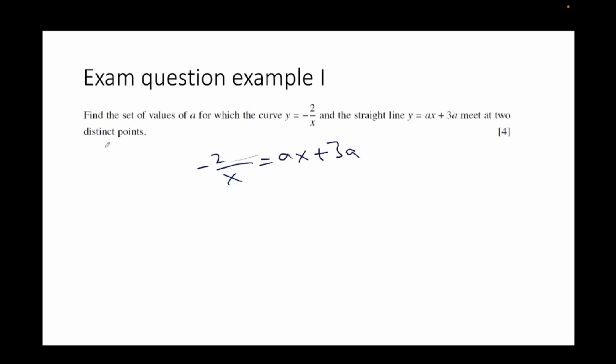Because we're talking about meeting at two distinct points. They're talking about intersecting. Intersection is always simultaneous equations. You've got one equation for y, another equation for y. You make them equal to each other. That's how you started off. And you realize over here, isn't this the same thing as -2 over x equals ax plus 3a?